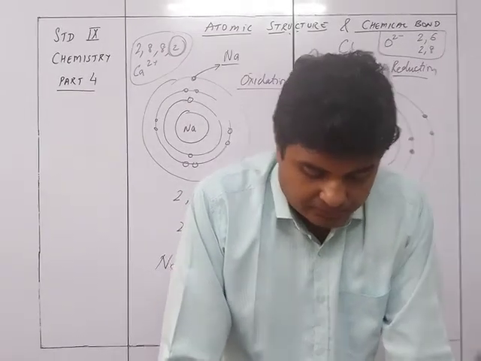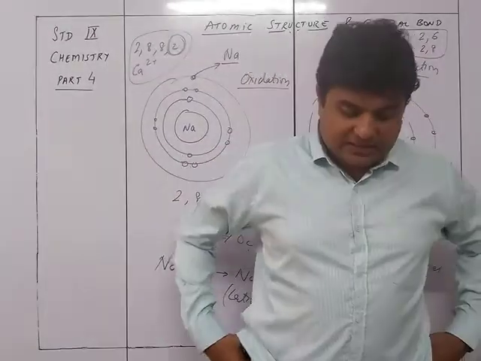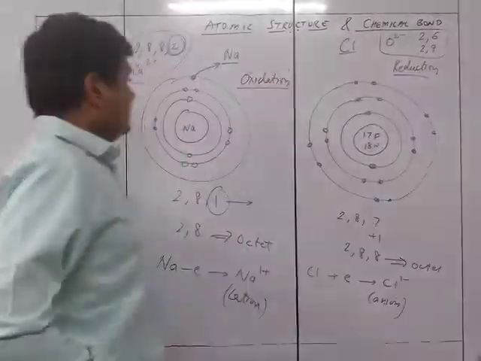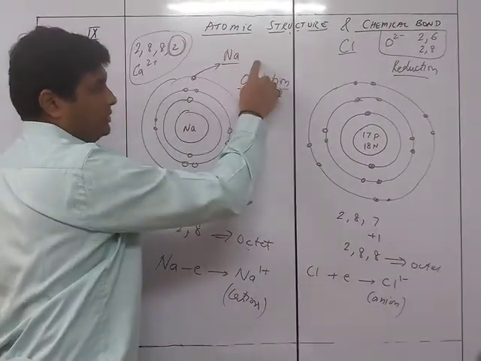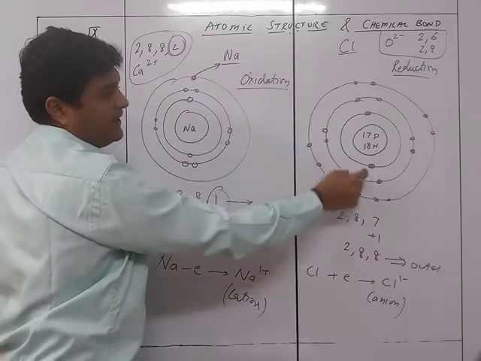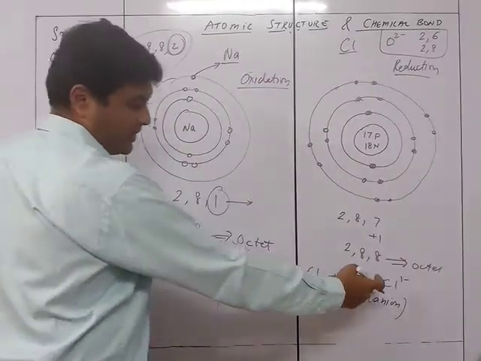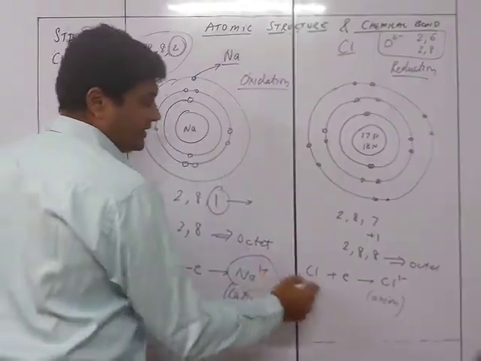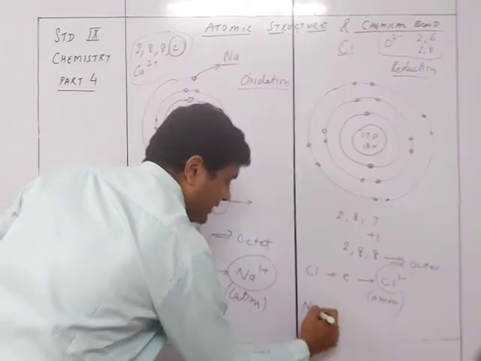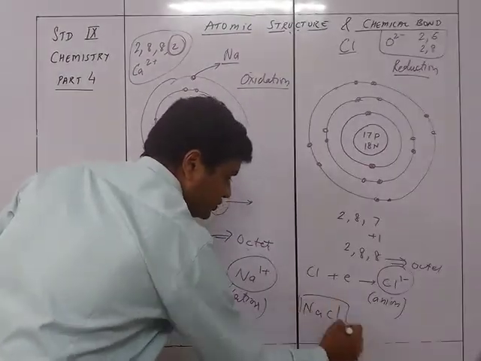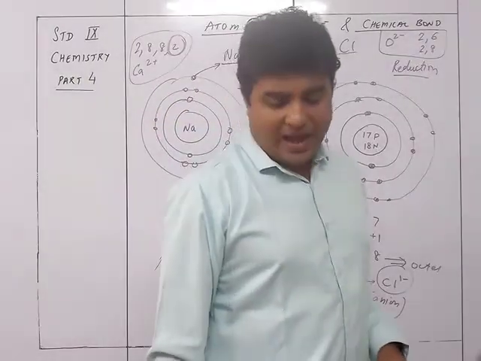This gives us the formation of electrovalent compounds. Over here, sodium is going to lose an electron, and that electron is going to be gained by chlorine. So this has become Na plus, and this has become Cl minus. The positive and the negative charges are attracted to each other to give you NaCl. So NaCl is an electrovalent compound or an ionic compound.